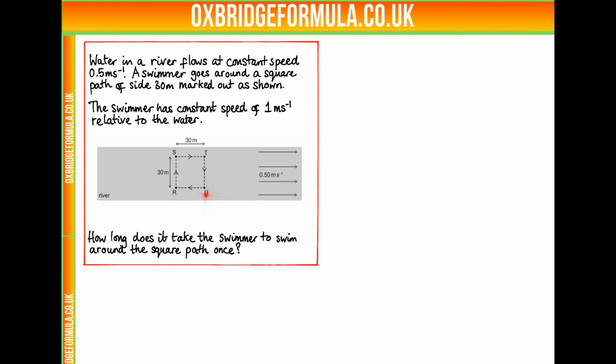So they mentioned that the swimmer has a constant speed of 1 meter per second relative to the water. So in the water's frame, he'll always be moving at 1 meter per second in any given direction. So in the first part of the journey, he'll be moving from right to left. And then from R to S, he will have to move in a northwesterly direction so that the water, when it takes him from left to right, his resultant velocity is just directly upwards.